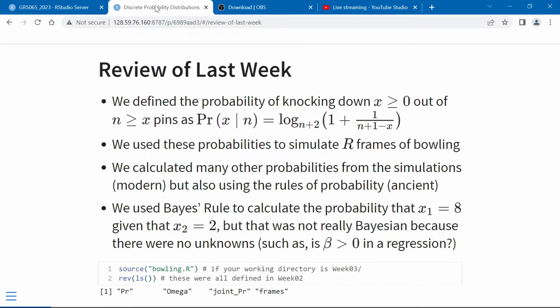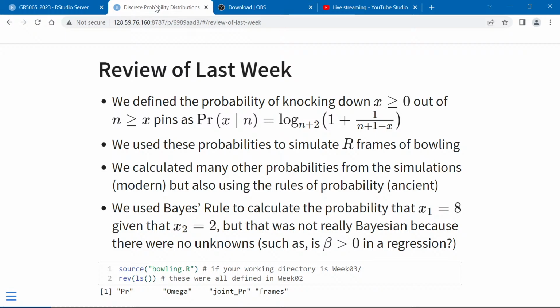And then we ended by using Bayes' rule to calculate the probability that 8 pins were knocked down on the first roll of a frame of bowling, given that 2 pins were knocked down on the second roll of that frame, which used Bayes' rule, but it wasn't really Bayesian because there were no unknowns. So pins are entirely observable. You could say, well, what if x1 is missing data or something like that? But there was nothing fundamentally unobservable like beta in a regression, where we might ask the question, is this regression coefficient positive?